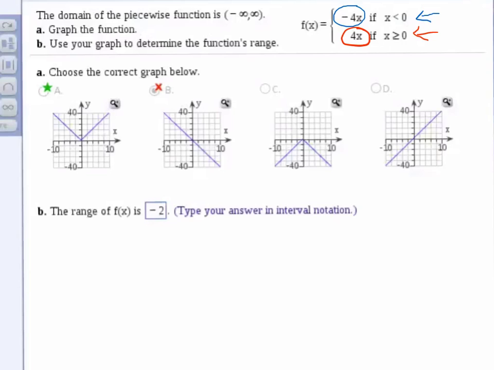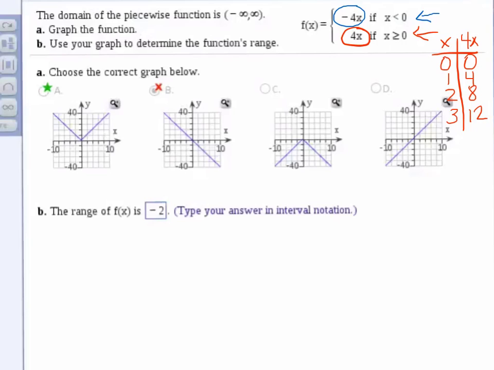So, if we look at the graphs that we have, or if you want to make a chart, we can make a chart. I will do a chart for the 4x. And remember, we've got to use 0 and larger. X is greater than or equal to 0. So 0, 1, 2, 3, those will be fine. And we'll plug those in for x. So 4 times 0 is 0. 4 times 1 is 4. 4 times 2 and 4 times 3. So we've got some points there.